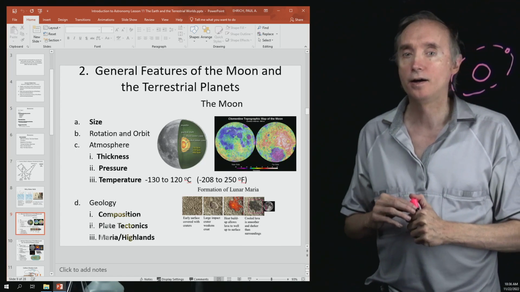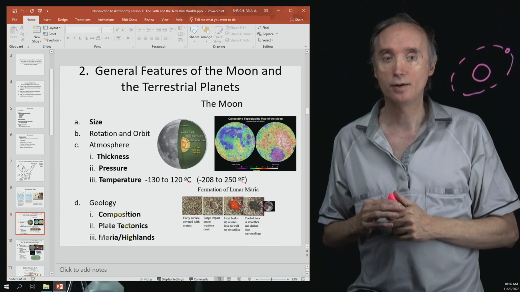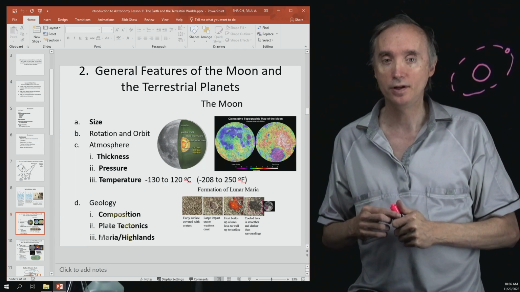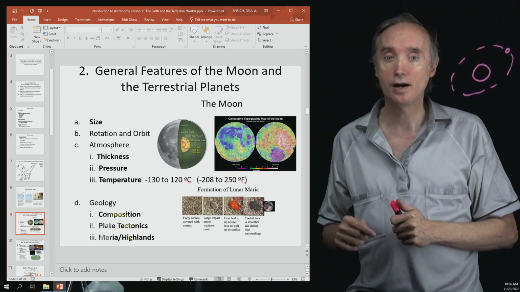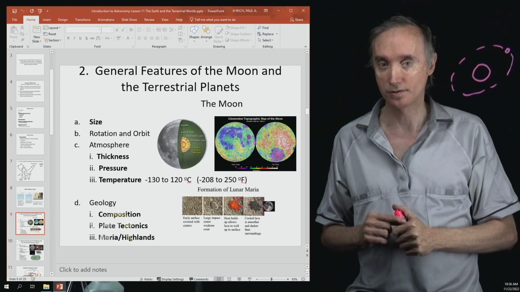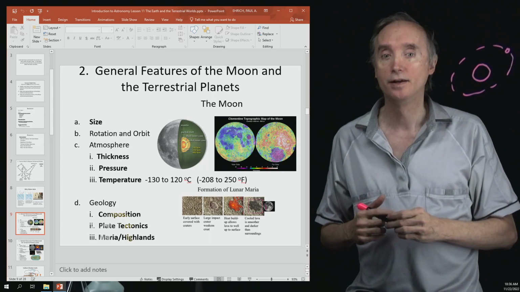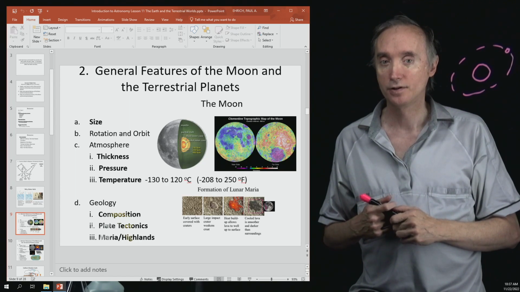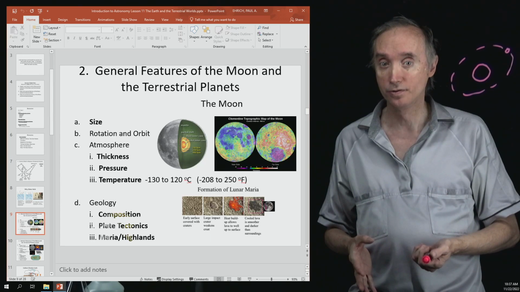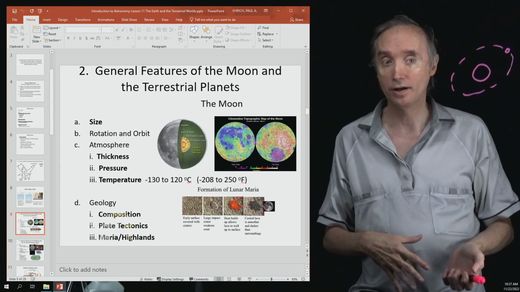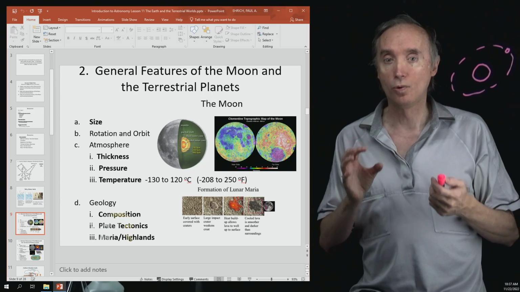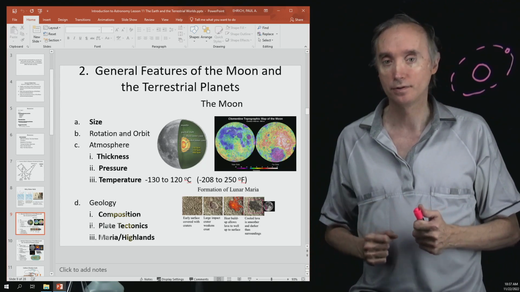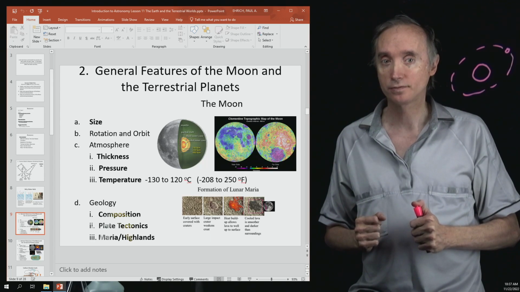Okay, then temperature. The temperature on the moon varies between negative 130 degrees Celsius to positive 120 degrees Celsius, or in terms of Fahrenheit, negative 208 to 250 degrees Fahrenheit. So that's incredibly cold and incredibly hot. On the one hand, it gets very cold on the moon, and on the other hand, it gets very hot on the moon. So what's the difference?